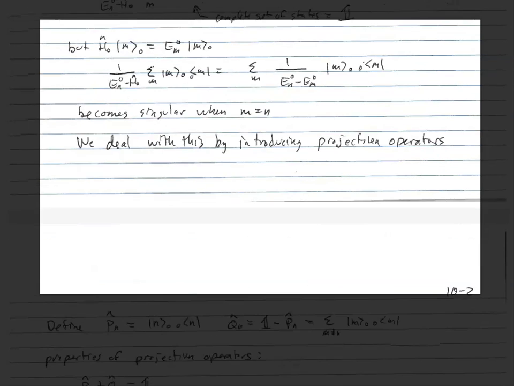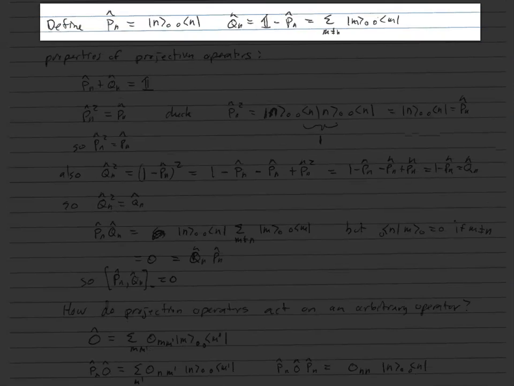And we get rid of that by using projection operators. So let me define what the projection operators are. There's a projection operator onto the degenerate subspace and perpendicular to the degenerate subspace. So we define Pn, that's the projection onto the eigenvalue subspace. So Pn projects onto the eigenvalue subspace. So it's the Ket-Bra product |n0⟩⟨0n|. And then Qn is just 1 minus Pn.